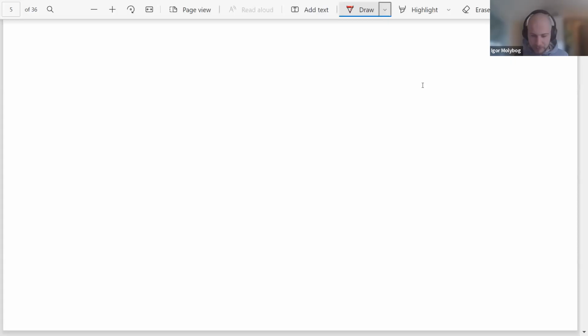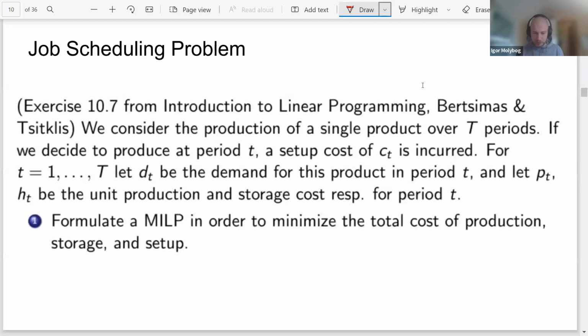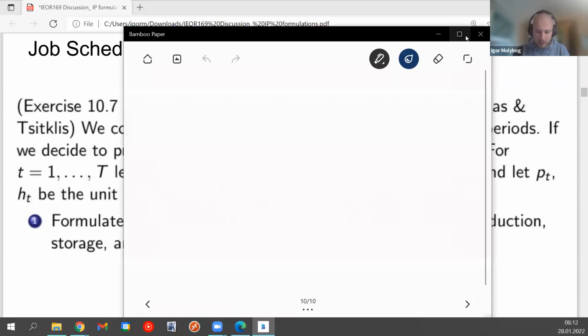Today I'm going to continue talking about, I will finish the topic of the previous discussion about logical statements, and then I will turn to practicing more formulations from textual problems. So the one remark that I wanted to explain about logical conditions is the following.